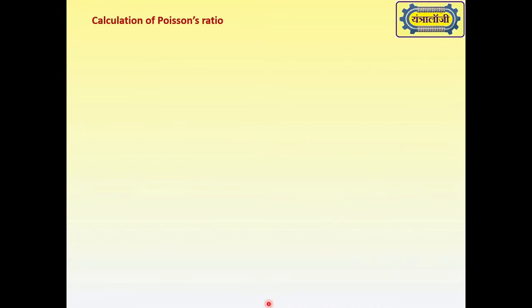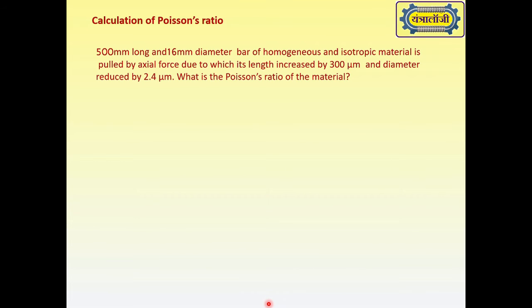We'll see an example of calculation of Poisson's ratio. A 500 mm long and 16 mm diameter bar of homogeneous and isotropic material is pulled by an axial force, due to which its length increased by 300 micron and diameter reduced by 2.4 micron. What is the Poisson's ratio of the material?